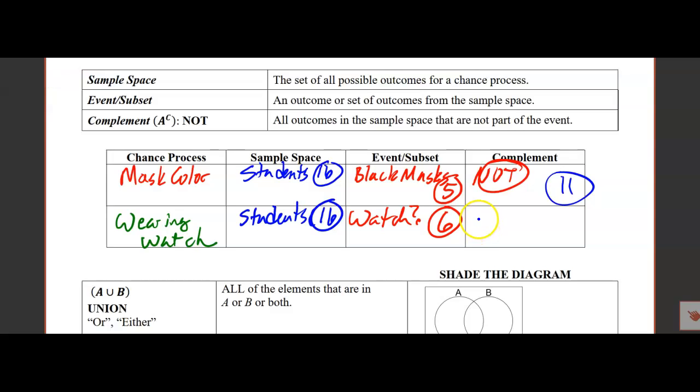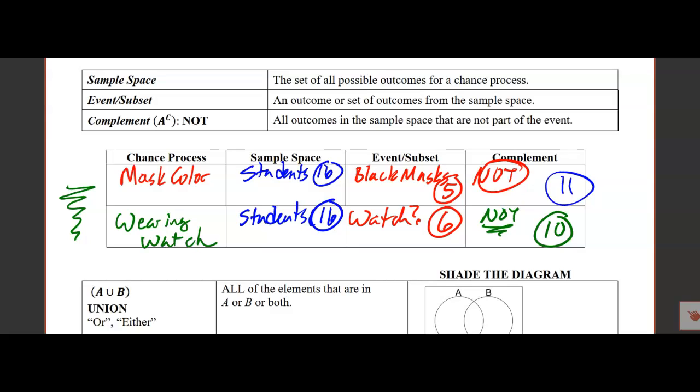Okay. The complement is again not. So if 6 people have a watch, how many people do not have a watch? Okay. Well, I did a squiggle. Okay.